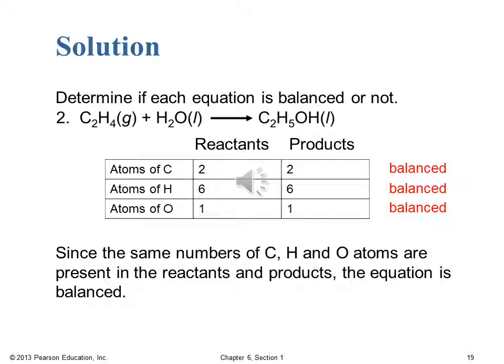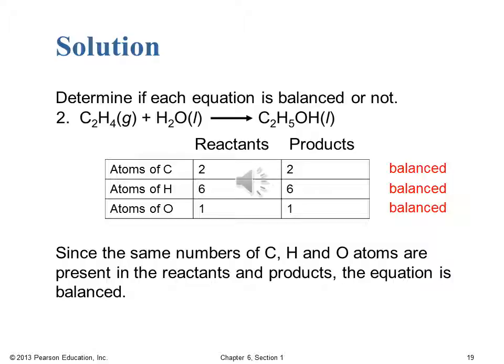If we inspect that second equation, we see that we have C2H4 plus H2O on the left yielding C2H5OH on the right, and we're dealing with gas, liquid, and liquid for the phases of those in order. So if we look at the left-hand side, we have 2 atoms of carbon in that ethene, rather, is the official name of that substance, but that's not necessary for you to know here. We just know that we have 2 atoms of carbon there.